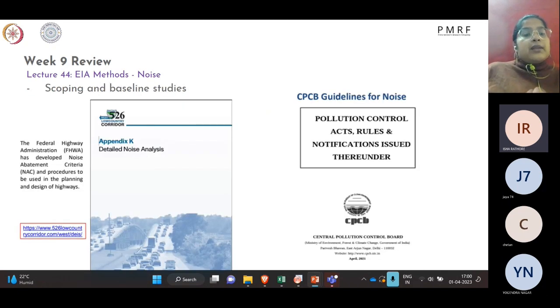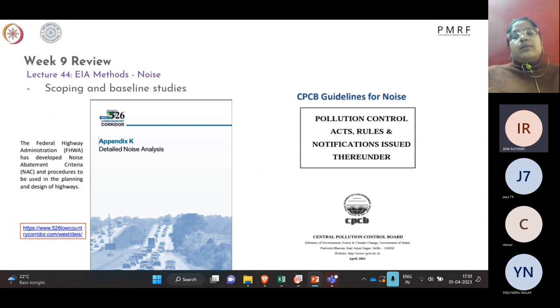Now, moving on to scoping and baseline studies around noise. There are a few guidelines available around noise analysis. We have the Federal Highway Administration, or the FHWA, which has a noise abatement criteria, or NAC, which is around the procedures used in planning and design of highways, and they have a supplementary appendix which talks about detailed noise analysis. But this is specifically around the development of highways and the noise caused during the construction of highway projects.